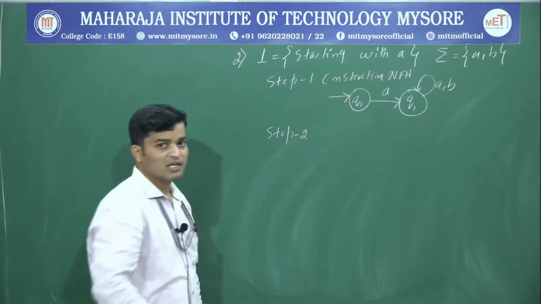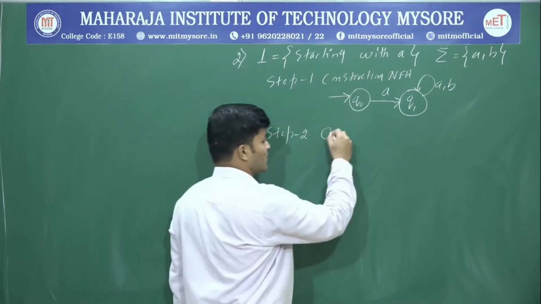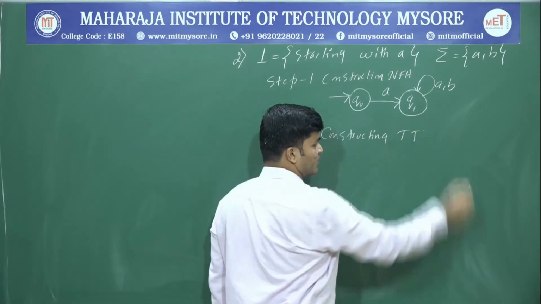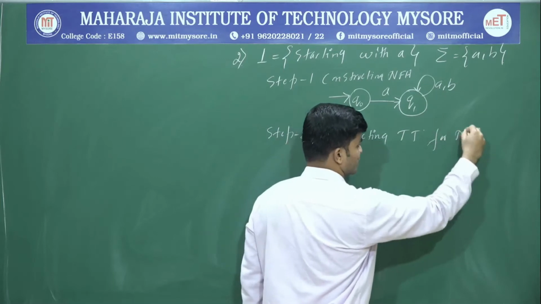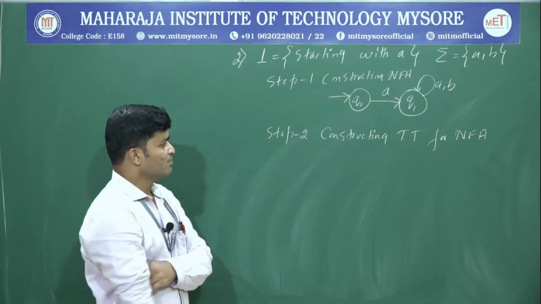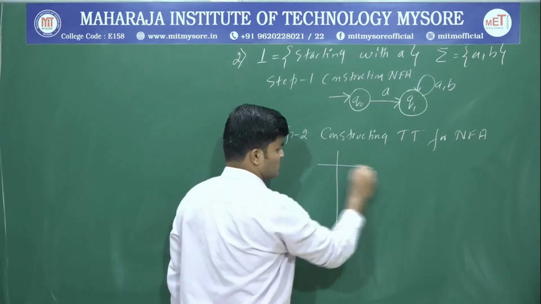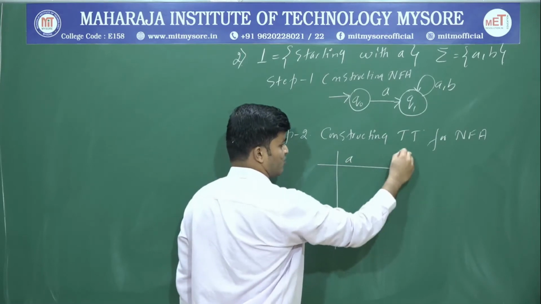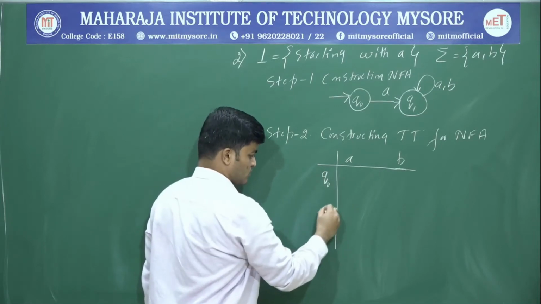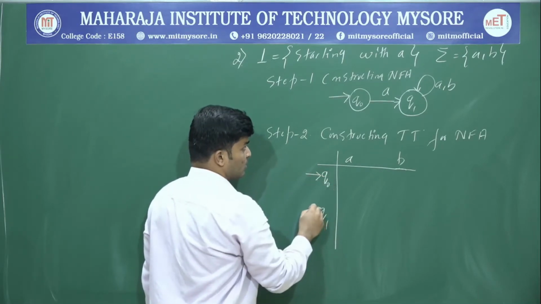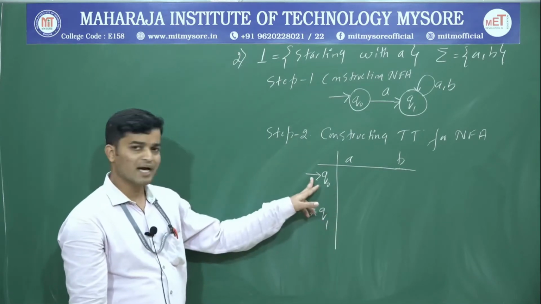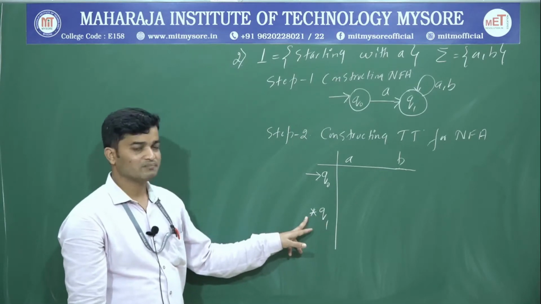Step number 2 is constructing a transition table for the NFA. So you write the transition table with inputs A and B. How many states? 2 states, Q naught and Q1. Q naught is the start state, and Q1 is the accepting state. We denote the start state by an arrow and the accepting state by a star.